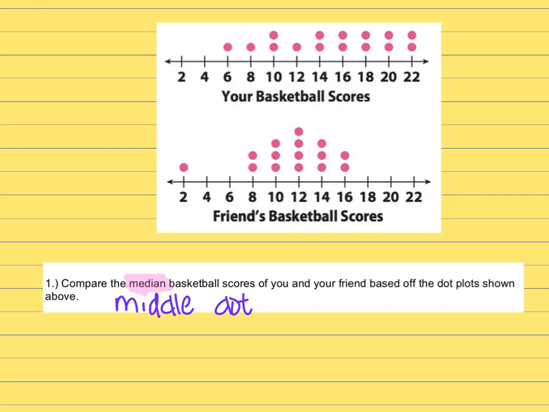Lots of people have different ways of finding this. My preference is crossing them off to find the center. So that's what I'm going to do. I'm going to cross one off from the least, the lowest, one off from the highest, and I'm going to keep going back and forth until I either get one or two dots left, depending on how many are here. So I'm going to cross these off one at a time from lowest to highest, back and forth.